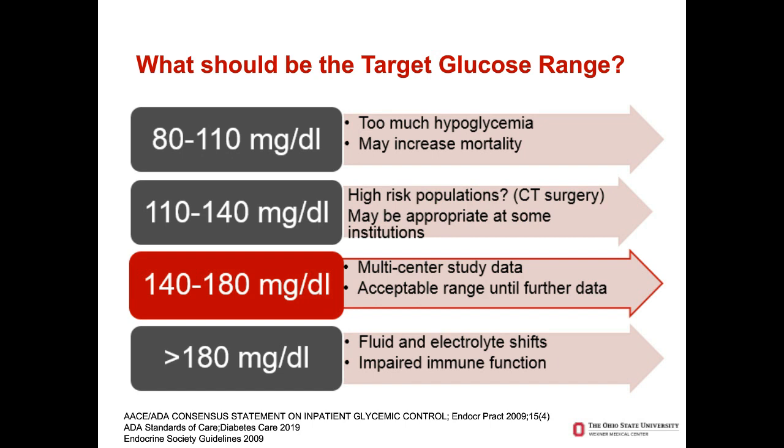On the other hand, a glucose target of greater than 180 is going to tend to result in more fluid and electrolyte shifts because that exceeds the threshold for glucosuria from the kidney and also is associated with impaired immune function and wound infections, as well as other possible infectious complications. And therefore, we're left with this range of 140 to 180 in most patients, and that is until we're able to get further data that might help individualize those targets for specific populations.